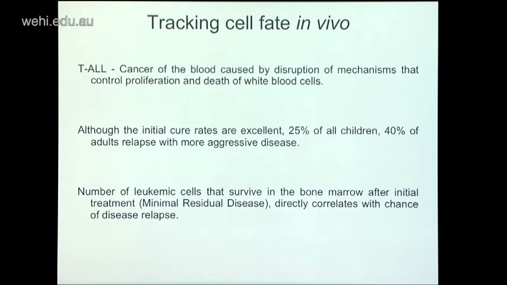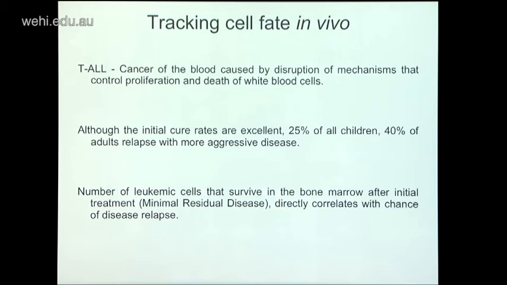The key question, and the thing I wanted to focus on today, is this: we have this problem with ALLs, the initial cure rates are really, really good, but 25% of children and 40% of adults relapse with disease. This disease is refractory to the initial treatment and more aggressive. And the theory was, there must be cells that are hiding in the bone marrow. They're the ones that reseed disease. The reason was, when you look at the bone marrow after one of these patients has been treated, the number of cells, minimal residual disease, in the bone marrow will predict with pretty good correlation when this patient will relapse and if they'll relapse.